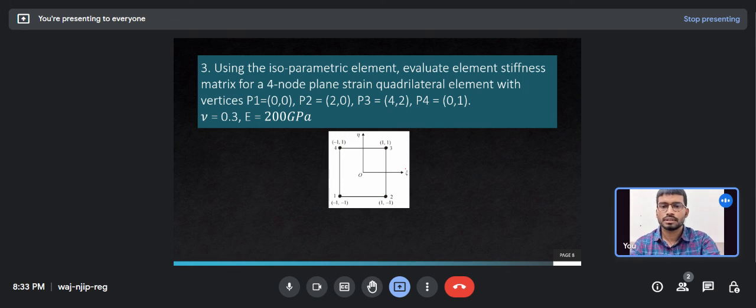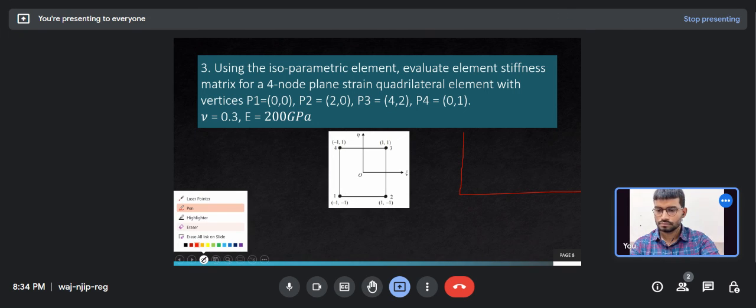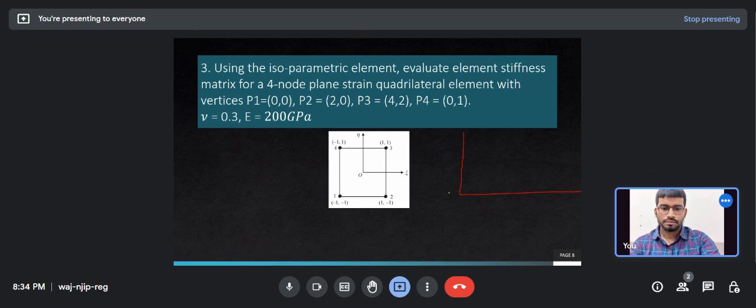This is the third problem. In this, we have to find out the stiffness matrix of a four-noded 2D element, whose coordinates are given like this, and the Poisson's ratio and the Young's modulus are given. So if we plot this element, this is the first point, somewhere if we go to the second point, this will be... so this is how the element will look.